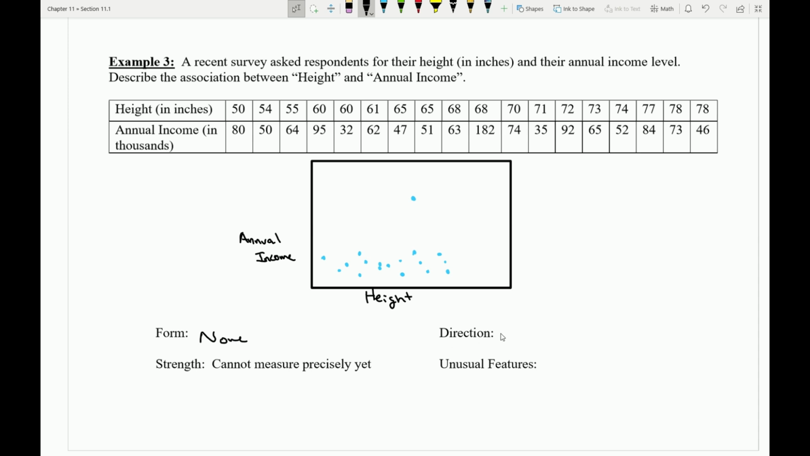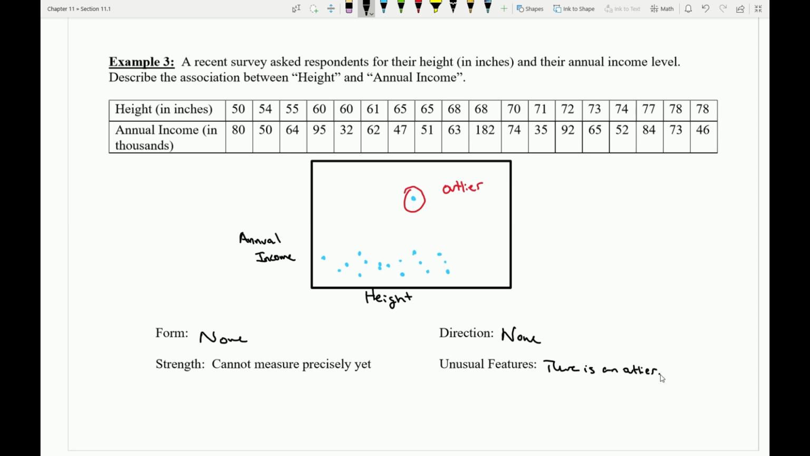So if there's no form, it's kind of hard to describe a direction. But in terms of unusual features, I might notice that this data point up here seems extremely far away from all the other data points and might serve as an outlier. So I can say here, there is an outlier.